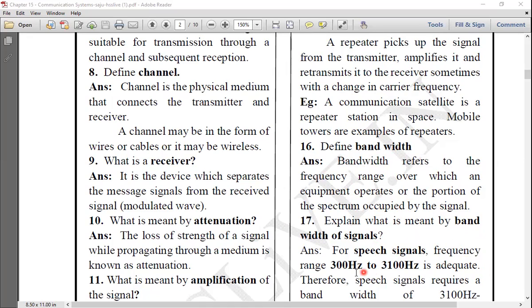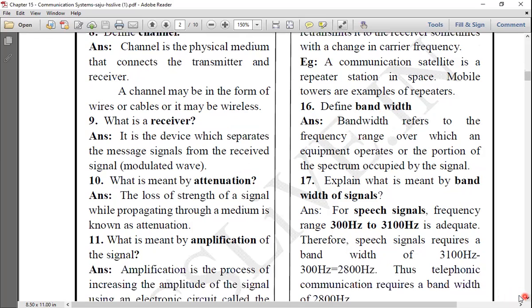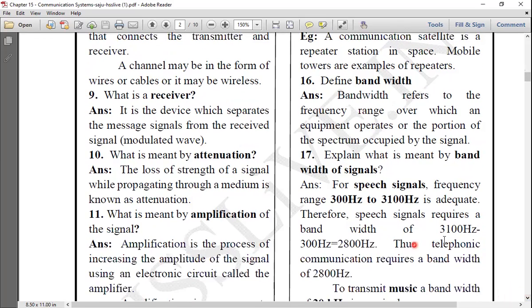Explain what is meant by bandwidth of signals. For speech signals, frequency range is 300 to 3100 Hz. Therefore, speech signal requires a bandwidth of 3100 Hz minus 300, that is 2800 Hz. This speech signal means whatever we are speaking, its minimum frequency is 300, maximum frequency is 3100 Hz. And that's why the bandwidth we require is this minus this. How much is it? 2800 Hz.